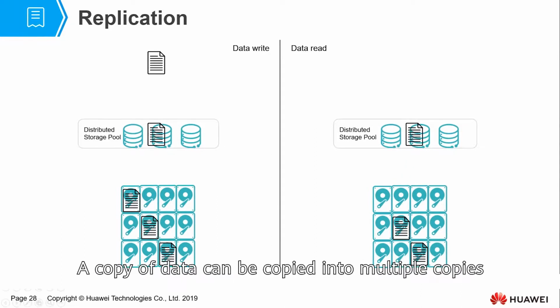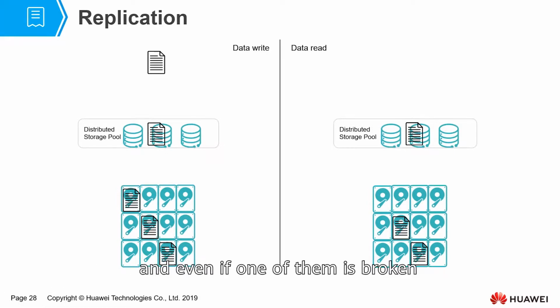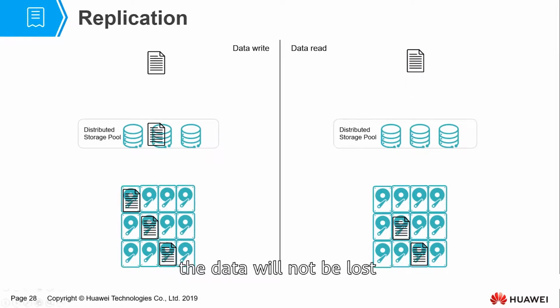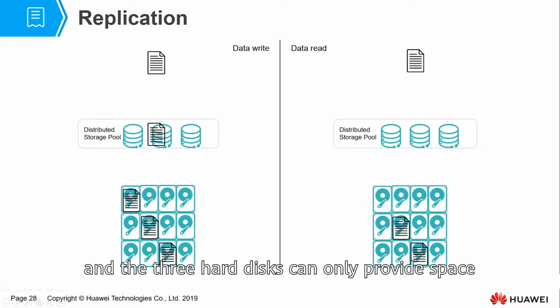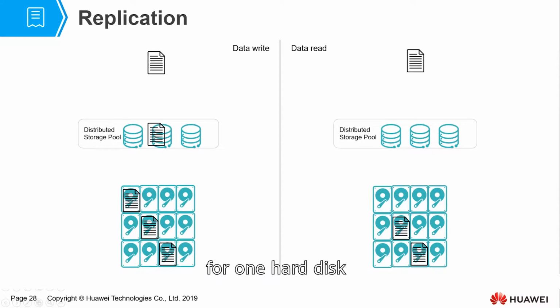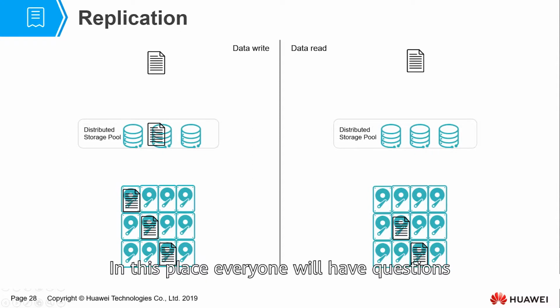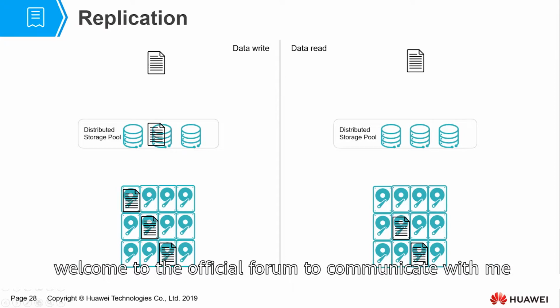A copy of data can be copied into multiple copies. And even if one of them is broken, the data will not be lost. However, the copy mechanism will cause a waste of hardware resources, and 3 hard disks can only provide space for 1 hard disk. In this place, everyone will have questions. Why not use a RAID mechanism? If you have any ideas and answers, welcome to the official forum to communicate with me.